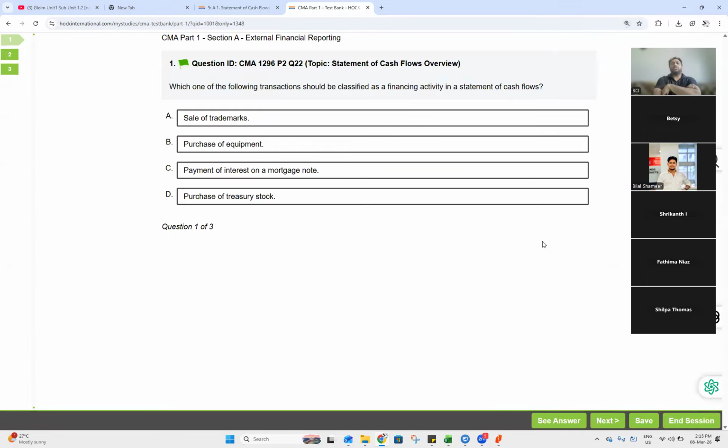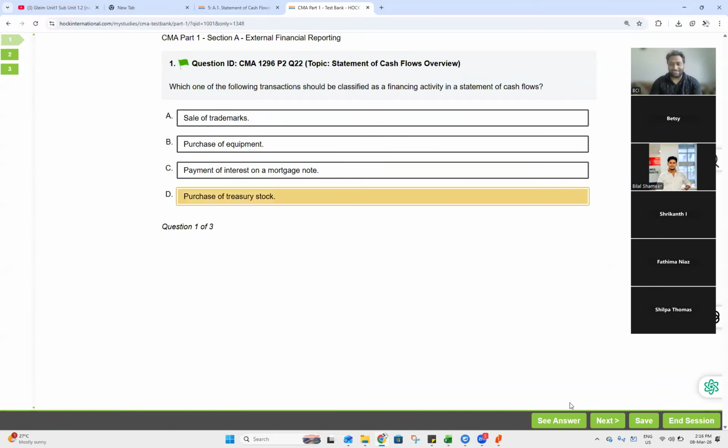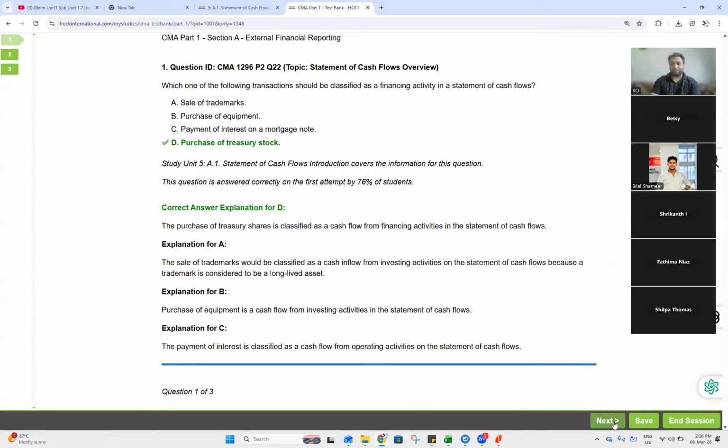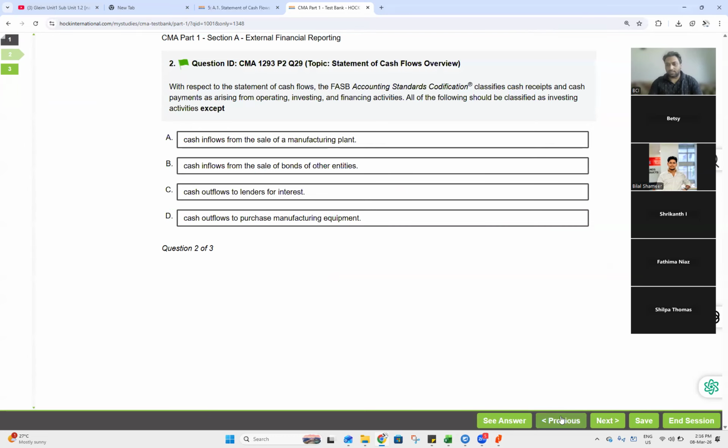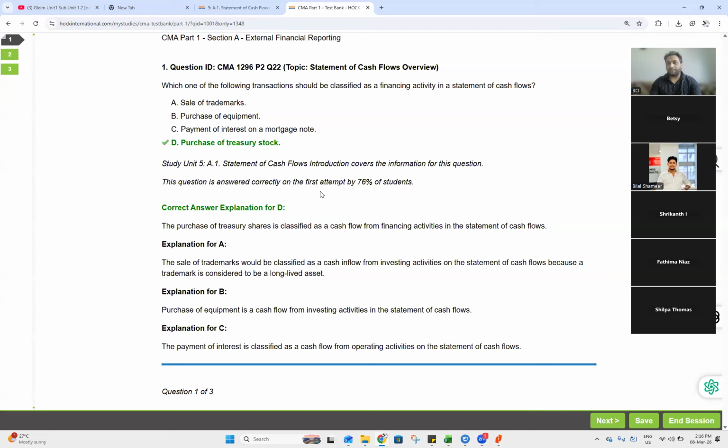Which one of the following transactions should be classified as a financing activity in a statement of cash flow? Purchase of equipment. Purchase of equipment is an investing activity, right? Purchase of treasury stock. Sorry, my bad. Okay. All others, did you understand the question?